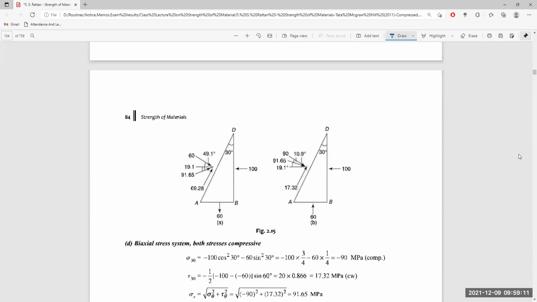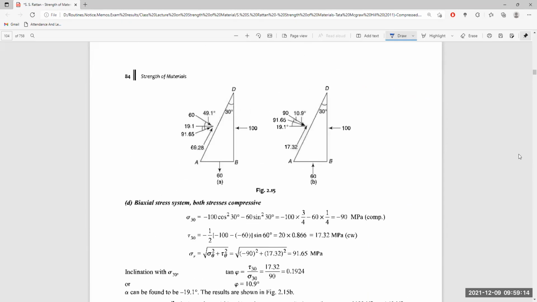Next, the D. Both are compressive in nature. Here sigma x is 100 MPa and sigma y is 60 MPa. As both are compressive in nature, both should be negative, and theta is again 30 degrees, as in the earlier problem.